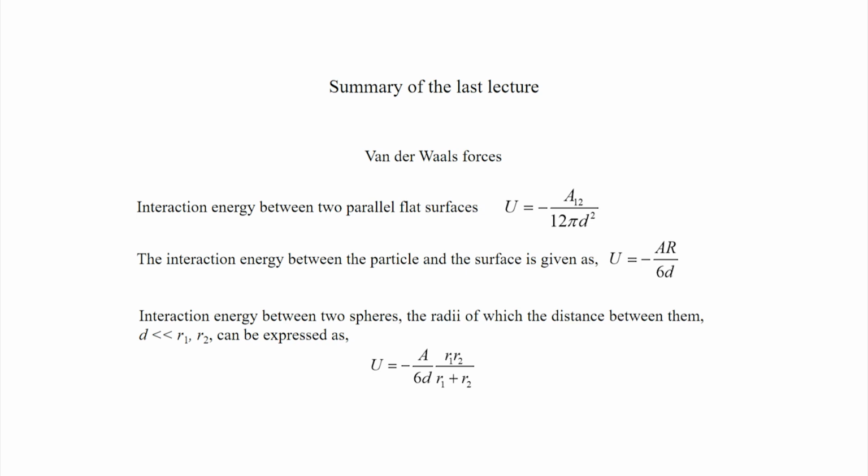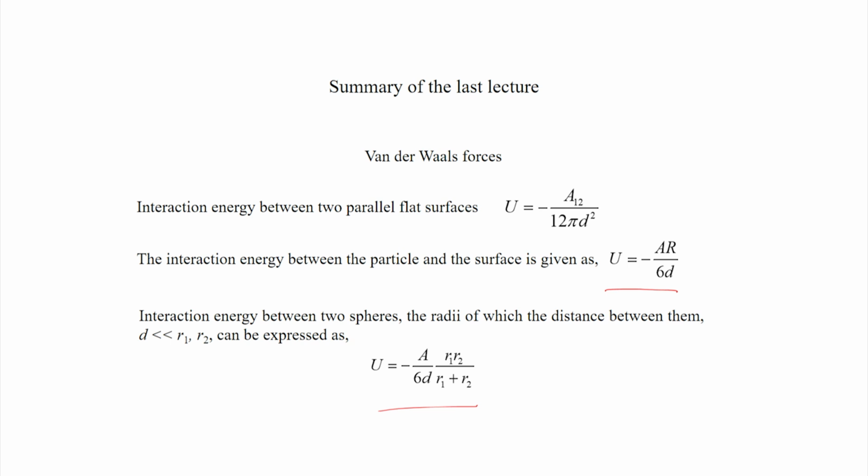Here d is the distance between these two parallel flat surfaces. The interaction energy between a particle and a surface can be represented by U equals minus A r by 6 d. And that between two spheres of radii r1 and r2, with r1 and r2 much larger than d, the gap between them, can be represented by U equals minus A, the Hamaker constant, by 6 d times r1 r2 by r1 plus r2.